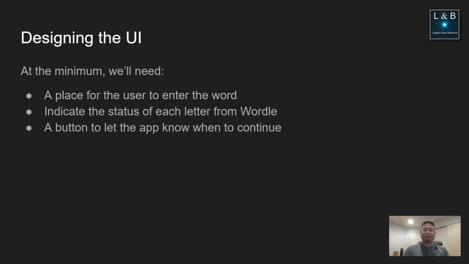So designing the user interface, at the minimum, we'll need some text boxes for the user to enter the letters of the word that they're guessing. Also, we'll have them indicate whether the letter is in the correct position, or if the letter exists somewhere else in the word, or if the letter doesn't exist at all. And finally, we need a button to let the app know to continue on and process what's been inputted.